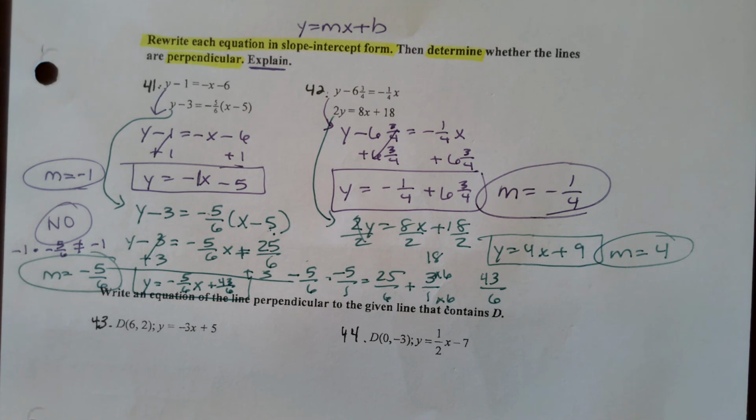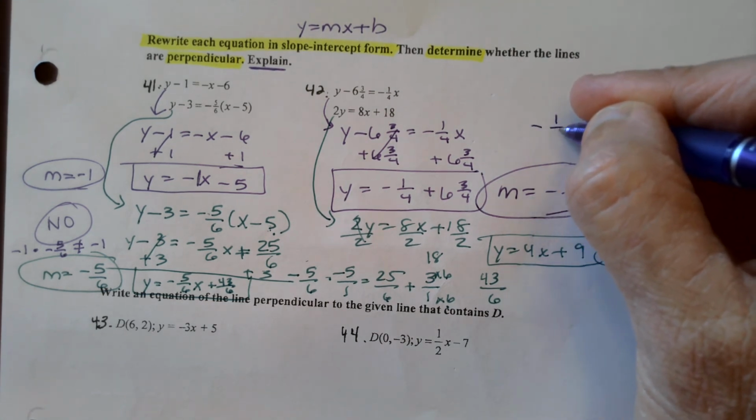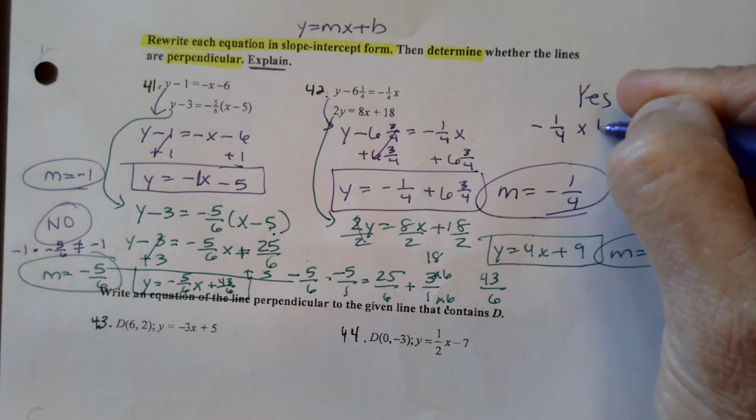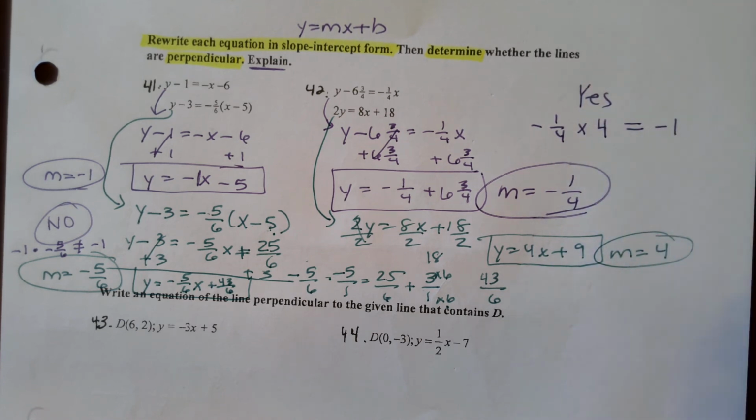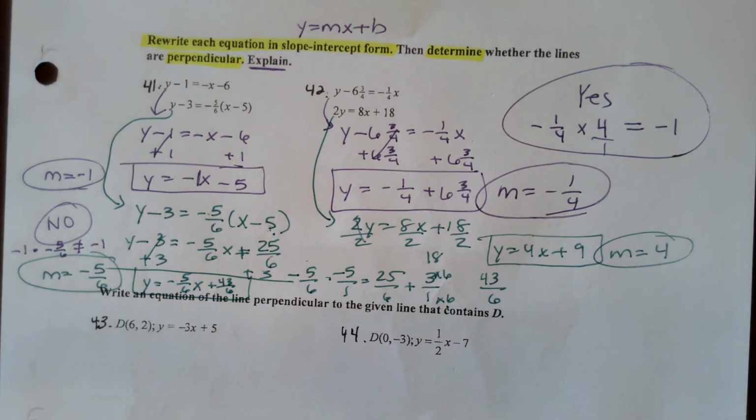Are they parallel? Not parallel, perpendicular. Yes, because negative 1/4 times 4 does equal negative 1. Right? If you put that over 1, you're going to get negative 1. Good. Whew, done. Okay.